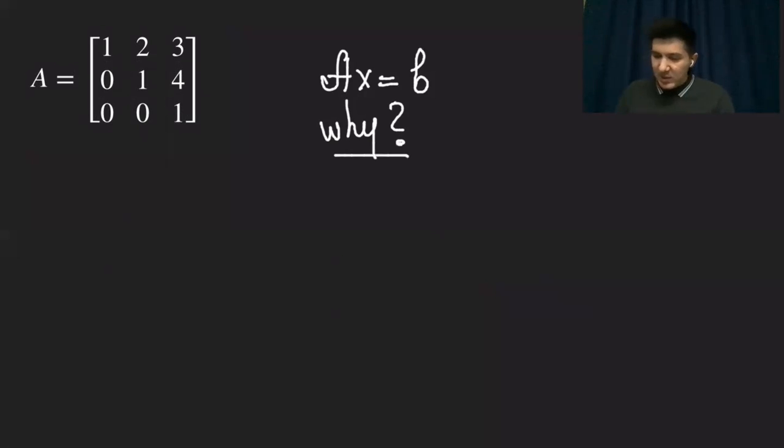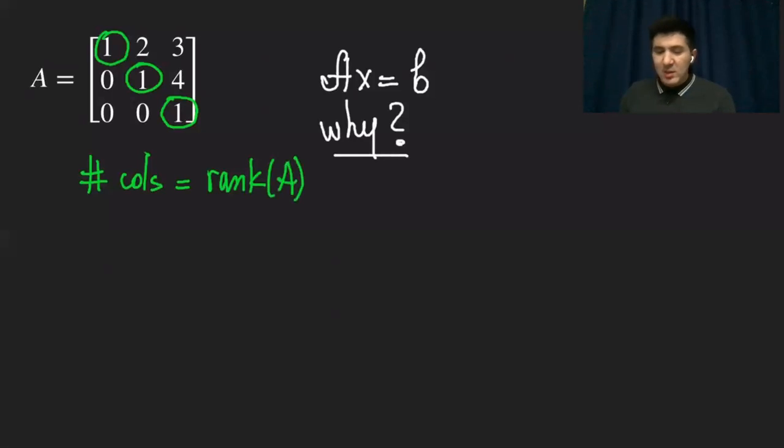so that you can see the pivots already, right? It has 3 columns and all of the columns have pivots. So it is a full column rank matrix. The number of columns is equal to the rank of this matrix A. This is called a full column rank. So the system Ax = b has always a unique solution no matter what b is, because A is invertible, right?